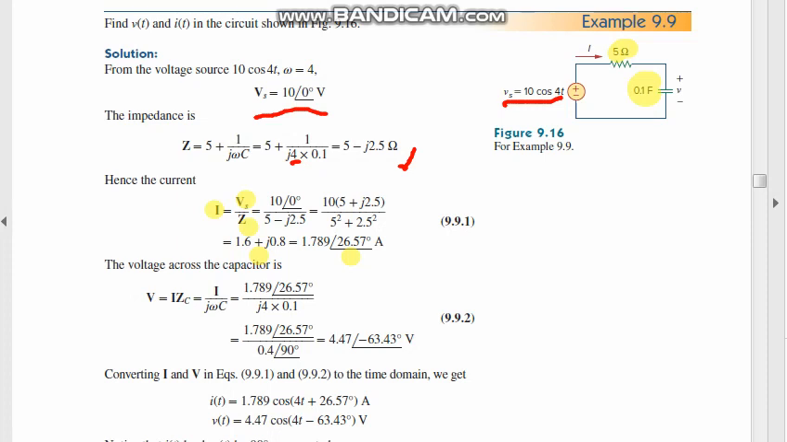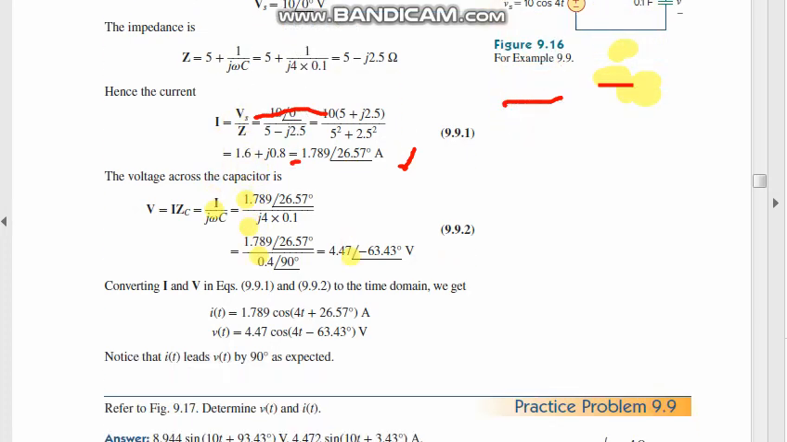That means Z in terms of R and theta, and the voltage across the capacitor is I times 1 over j omega C. The current will be the same throughout this series circuit. We can also convert I and V back to the time domain in equations 9.9.1 and 9.9.2. Since omega is 4, the current is cos 4t plus 26.57 degrees, and v(t) will have minus 63.43 degrees, following the previous conversion.